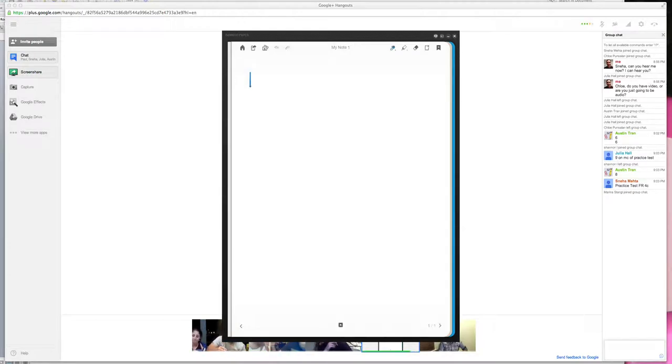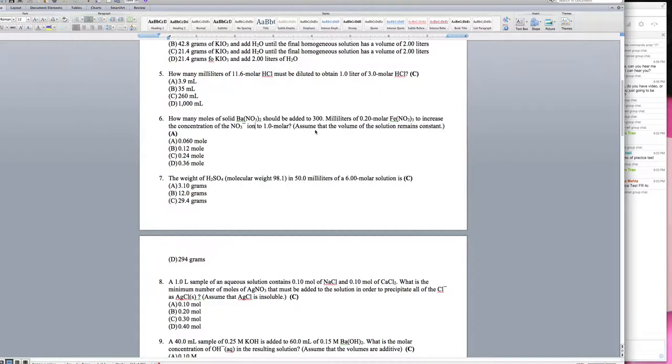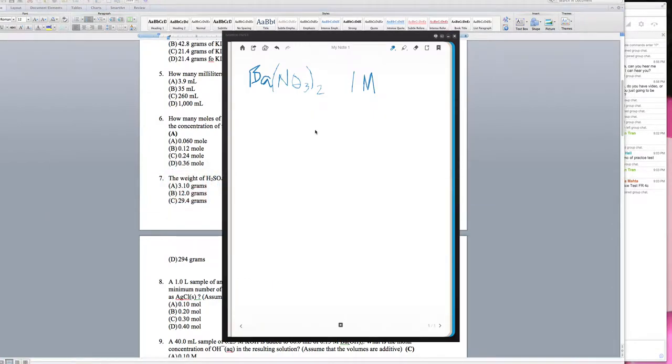Yeah. Okay, so we're trying to do barium nitrate, right? And we want to get one molar, right? And if I remember right, we have 300 milliliters, and the volume is not going to change. So if we have 300 milliliters, that's the same as 0.3 liters, right? And to get one molar, we're going to need it to be 0.3 moles, right? Okay. On number six, you guys with me? You need 0.3 moles total of the nitrate. Okay?